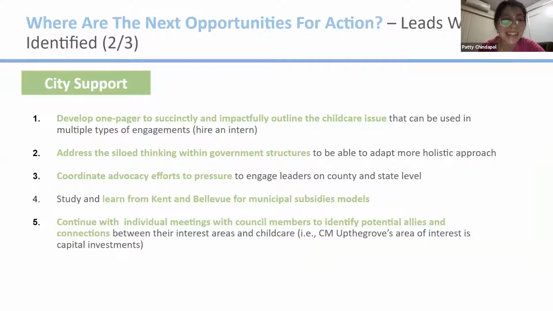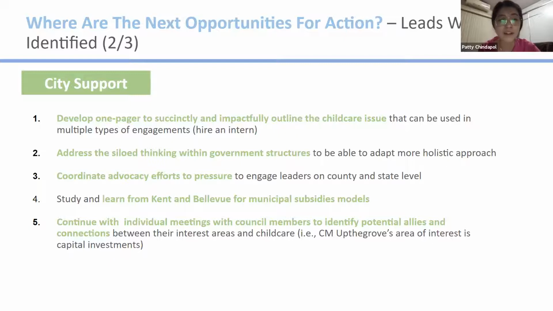In terms of leads, there are 5 points again. And the first one is to develop a one-pager. That one-pager will consist of important information on why childcare matters. It can be used in all sorts of different engagements. It's not meant to go into detail, but as a conversation starter to give folks a basic idea, for example, in terms of city council members or engaging other people who are in decision-making positions.